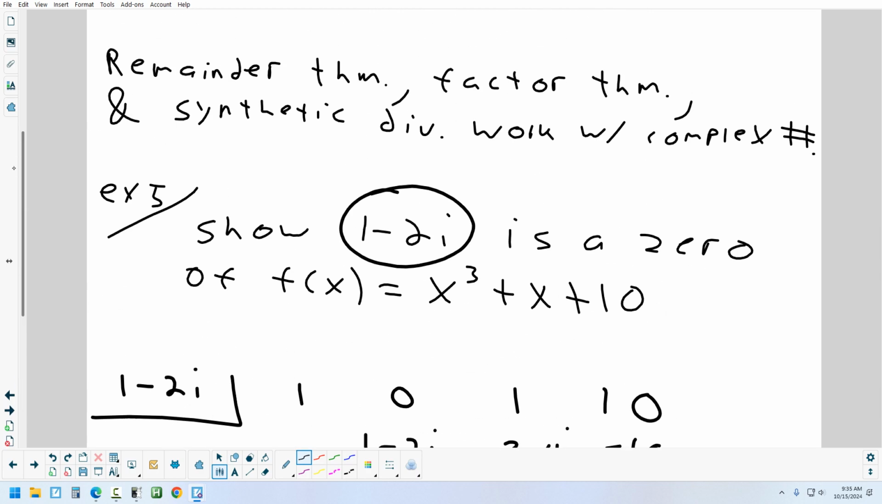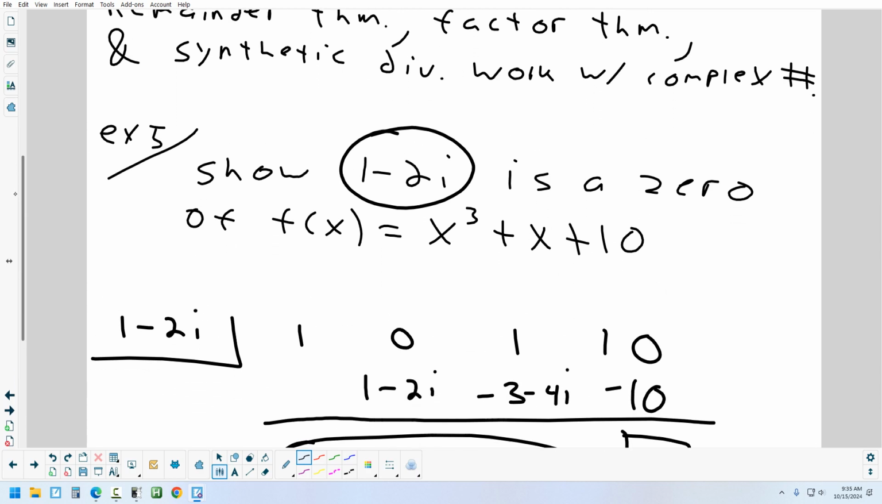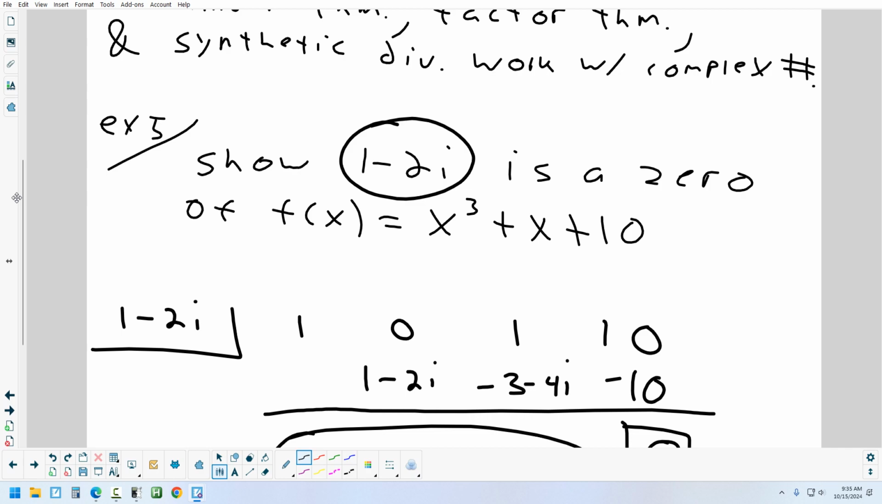All right. Any questions on how we showed that that was a root? So we know 1 minus 2i is a root. What else is a root? Yeah, 1 plus 2i. Yep, it has to also be a root.